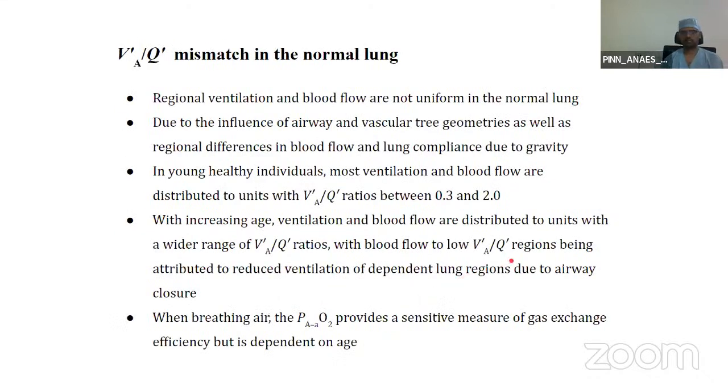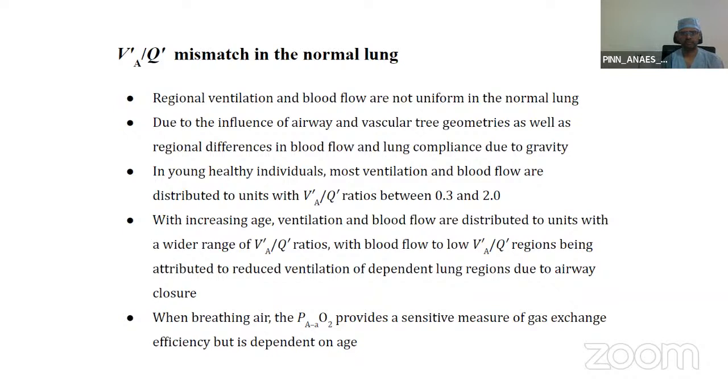So what about the normal lung? Is there any VQ mismatch in the normal lung? Yes, the normal lung does have VQ mismatch. This is because the regional ventilation and blood flow are not uniform in the normal lung. This is due to the influence of airway and vasculature geometries, as well as regional differences in blood flow and lung compliance due to gravity.